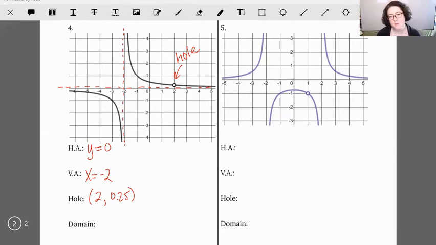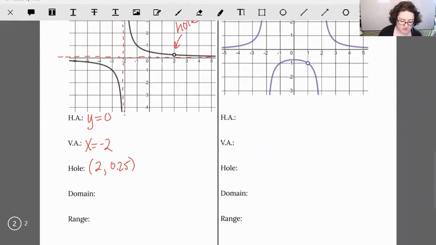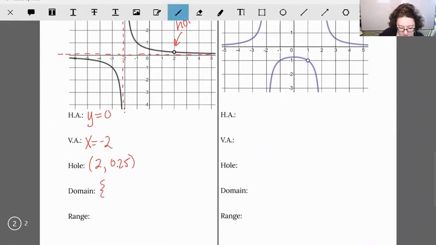So now that we know all the places that our graph can't touch, we can write our domain and our range. Again, domain is always about your x values. So the question is, which x values can we not use? Well, we can't use the vertical asymptote value. So x equals -2 translates to x cannot be -2 for the domain. But what other x value is missing? We can't use the x value from the hole either. So we're also going to list 2, the x coordinate of our hole.